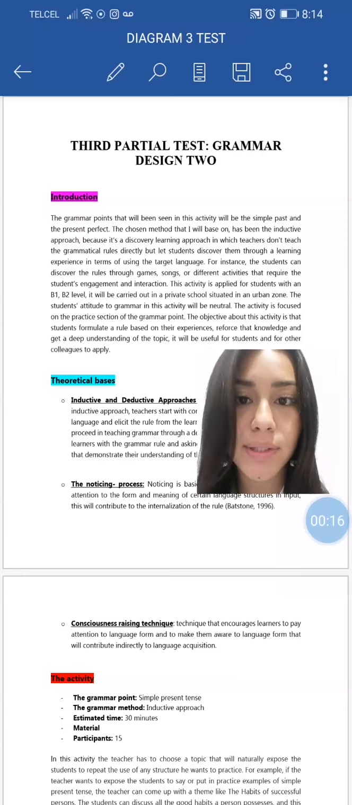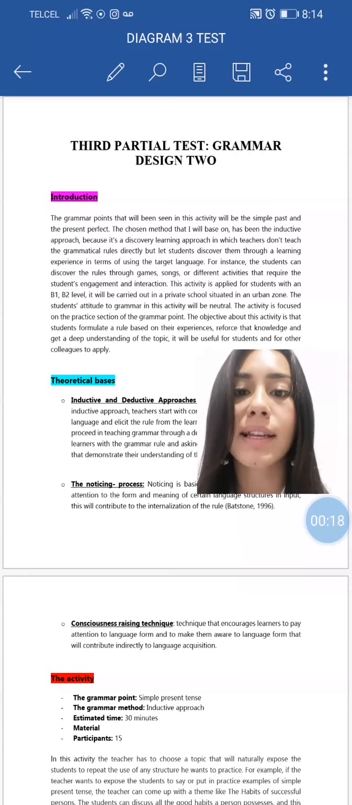And I'm going to use this inductive approach because it's a discovery learning approach in which teachers don't teach the grammatical rules directly, but let the students discover them through a learning experience in terms of using the target language.